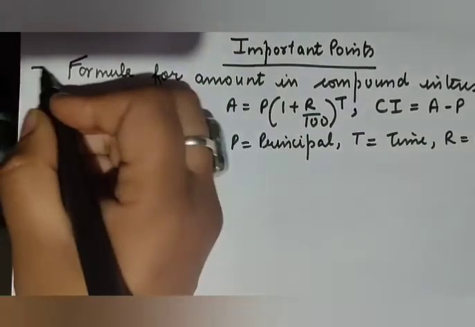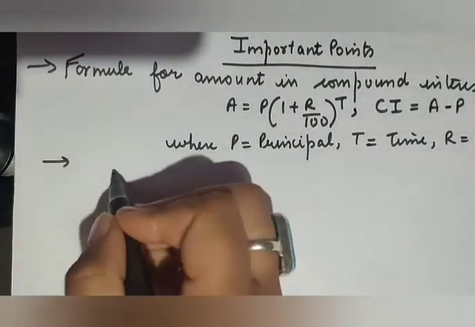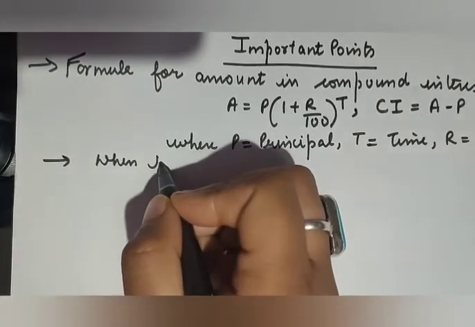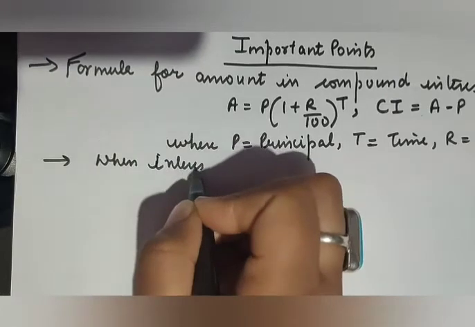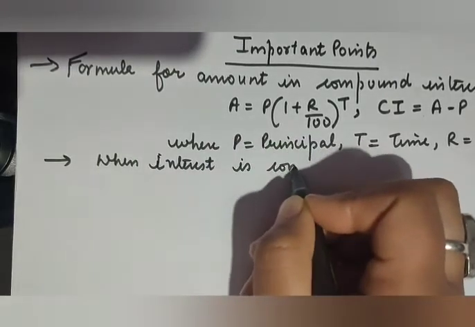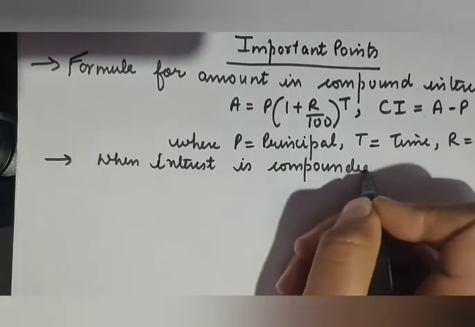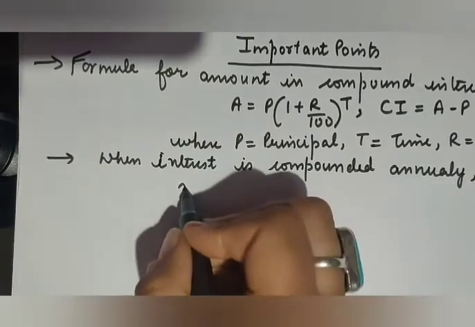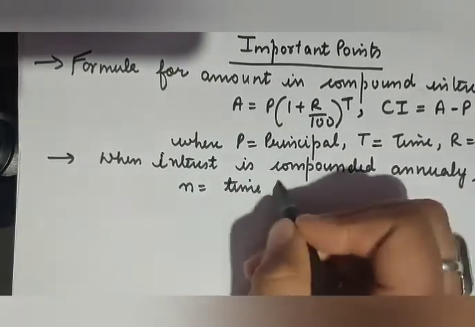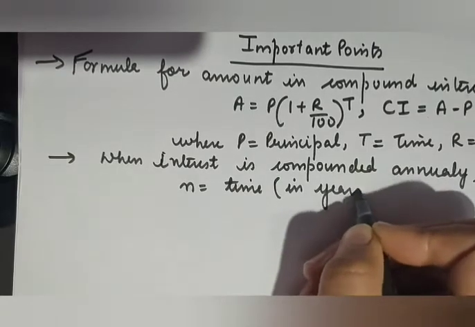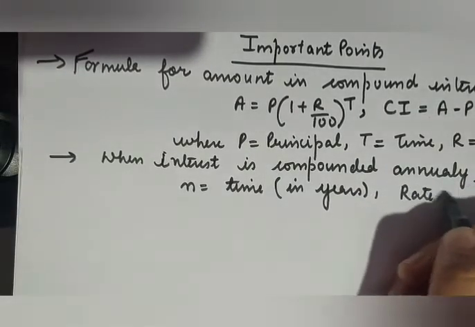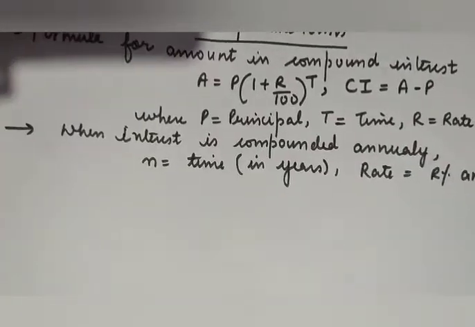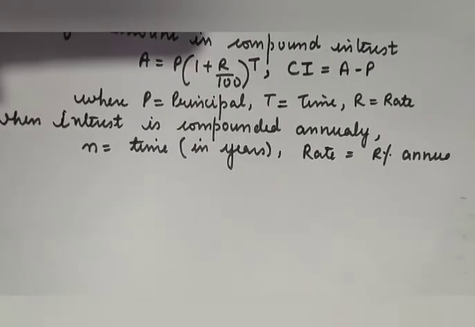After this, part number 2. What is part number 2? When interest is compounded annually, n is equal to time, always in years, and rate is R% annually. That is simple, that we have done in our part.